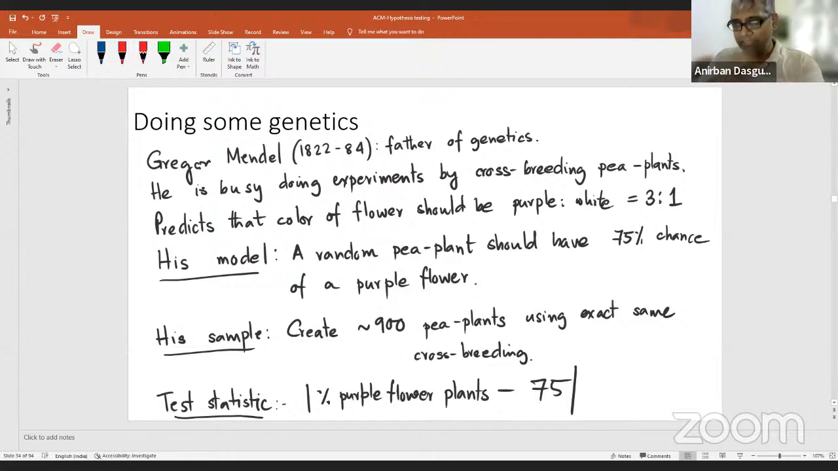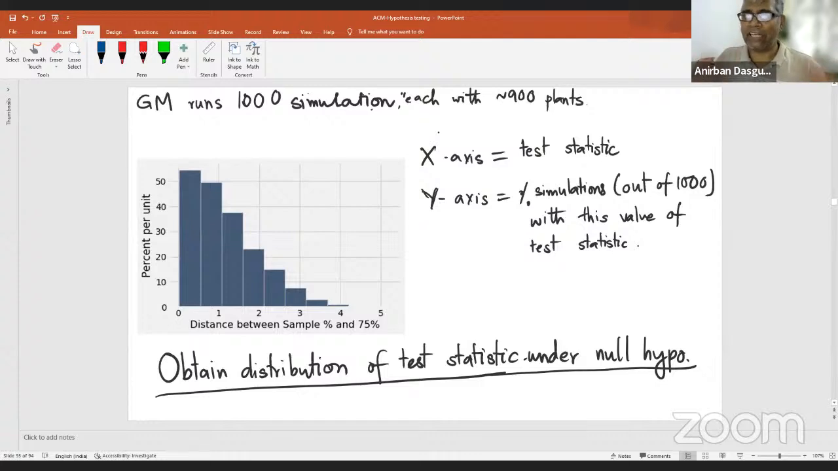What he calculates is, in the second generation, the percentage of purple flower plants, and then he subtracts 75 from it and calculates the difference. And these are the actual plots. Somebody has plotted his data and looked at it. So pretty amazing.